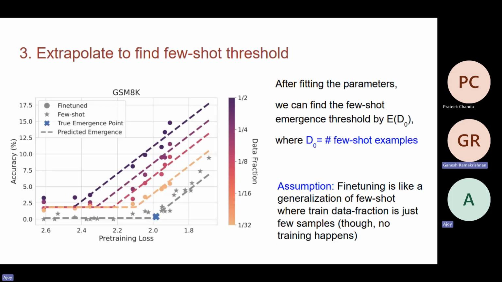Yeah, so finally, they're trying to predict this point where the actual emergence happens. The assumption is that fine tuning is a generalization of few shot. In fine tuning you're training on multiple samples, and few shot only five or so. Since we have E as a function of D, once we fit all the parameters, if you substitute D equal to the number of few shot samples, we get E. And that's how they get the point at which the emergence happens.